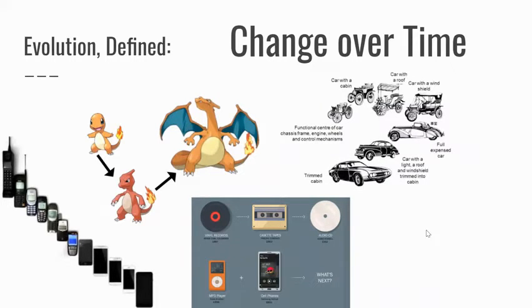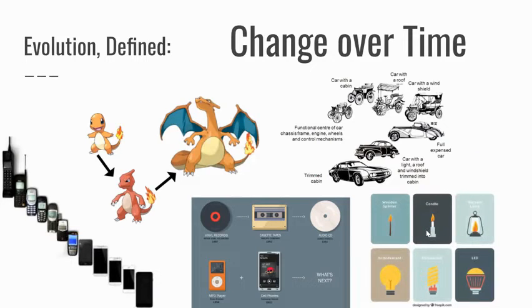Cars have certainly evolved over time. They were very, very basic and not motorized for quite a long time until we have the motorized vehicles that we have today. And even something like light, how we light our rooms used to be just wood splinters and candles and lamps, then light bulbs, and now we have so many different varieties of light bulbs.